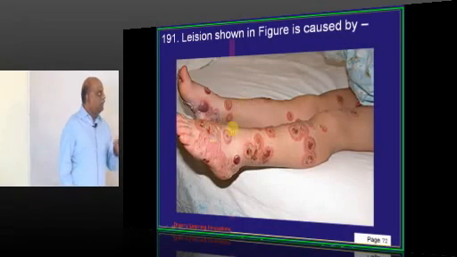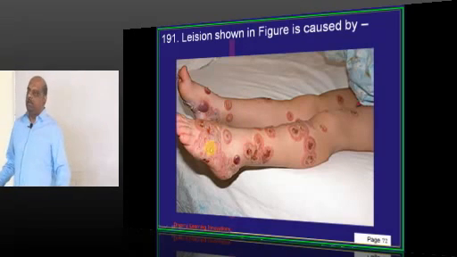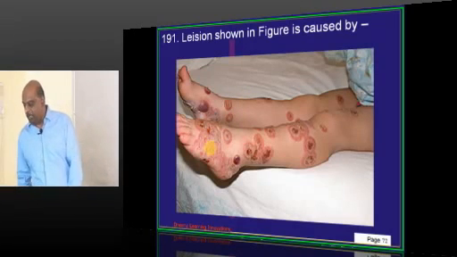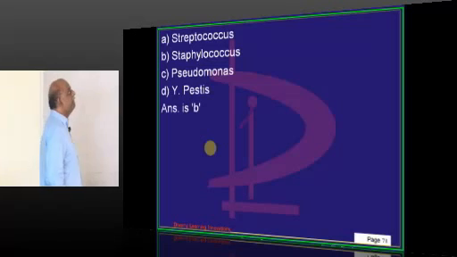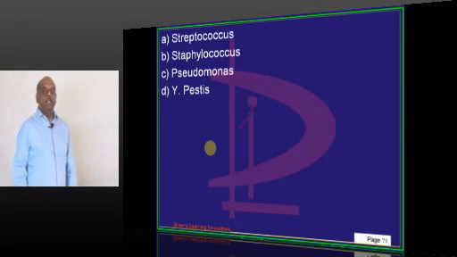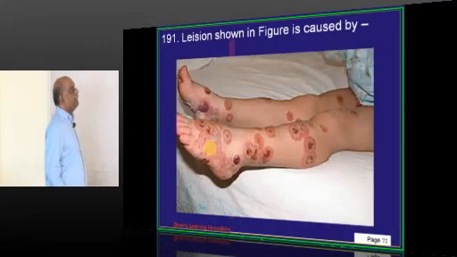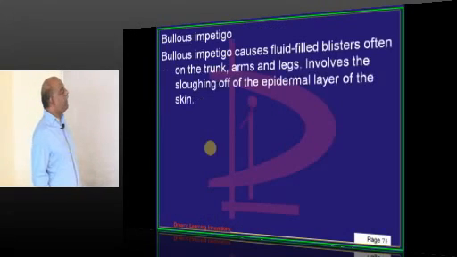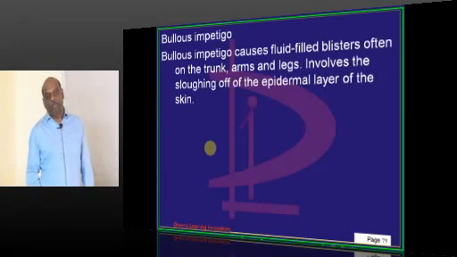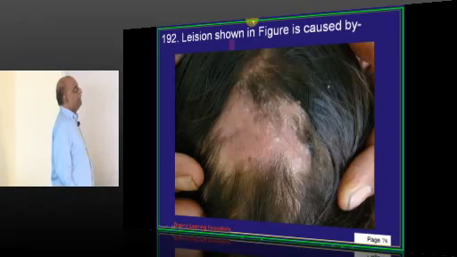Now what is this lesion which is caused by an infectious organism? Typically what you are seeing is a staphylococcal infection, bullous impetigo is what you need to remember.